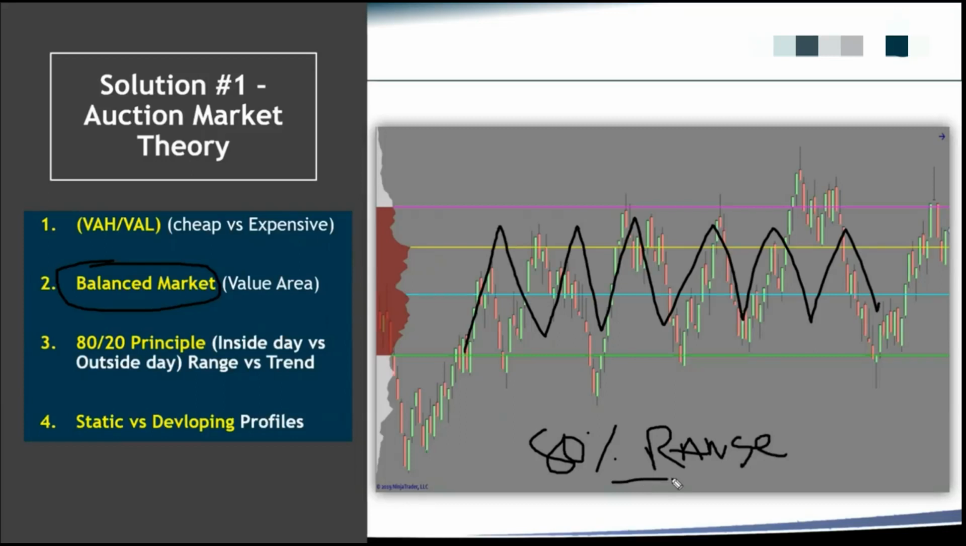Can I ask you guys that question? Maybe you guys can answer. Why do you think the institutions want the market trading inside of a range?